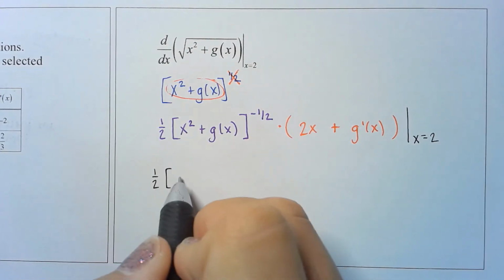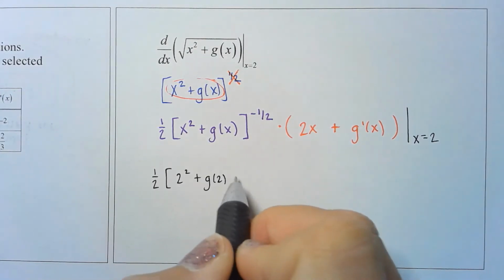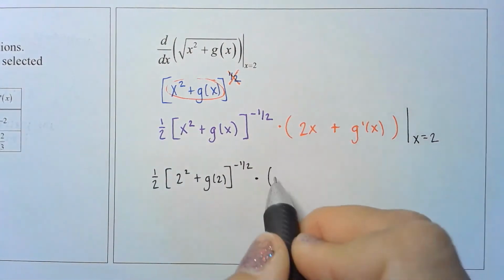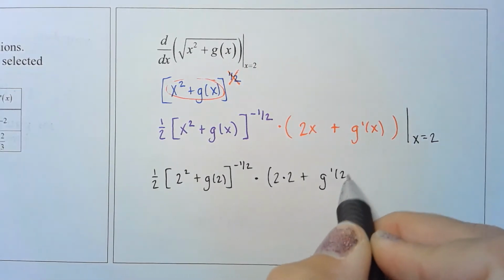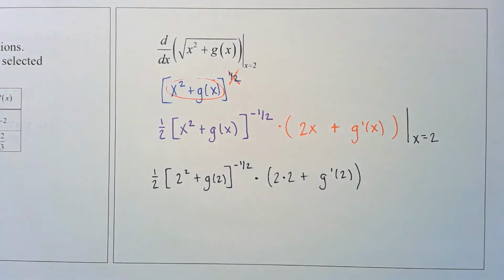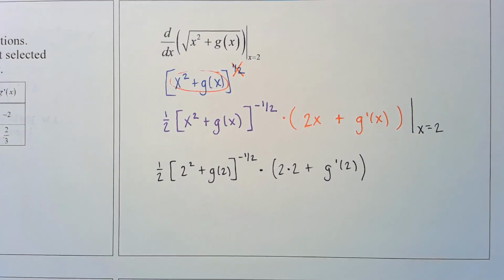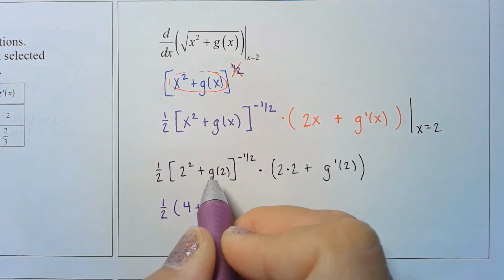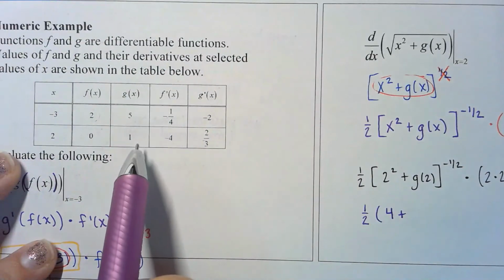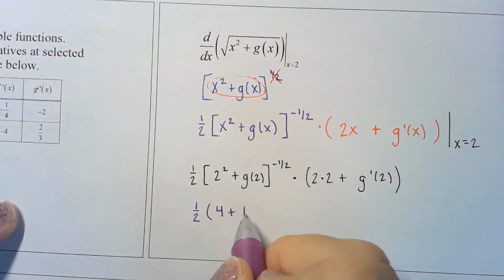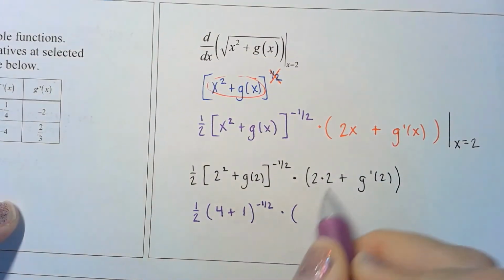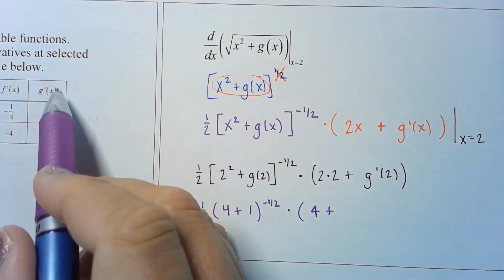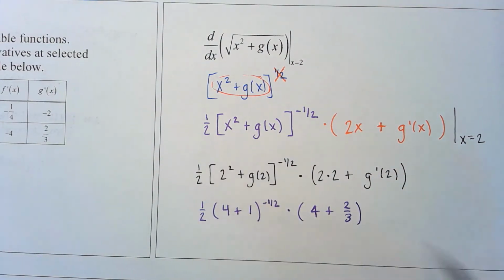So I have 1/2 of 2 squared plus g of 2, all of that to the negative 1/2, times 2 times 2 plus g prime of 2. All right, let's go find some values in the table here. So I've got 1/2 of 4 plus g of 2 from the table. G of 2 is 1. And this is 4 plus g prime of 2. From the table, g prime at 2 is 2/3.